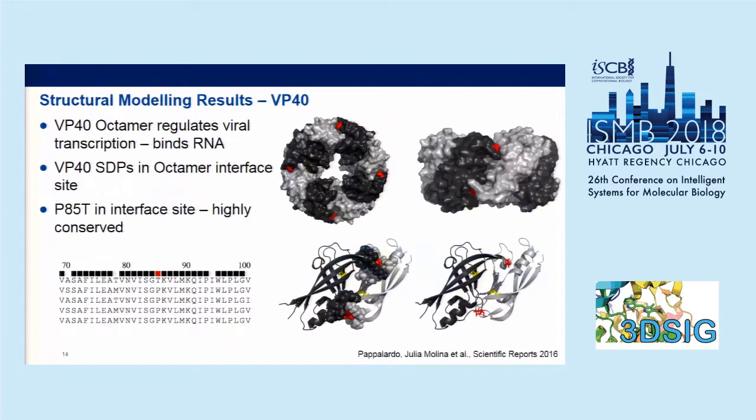So let's look at some examples. This is VP40. This is one of the multifunctional proteins of Ebolavirus. But when it forms this octamer, its role is in viral transcription, where it binds RNA. And we found this SDP, shown in red here, which is right in the interface of this octamer, where it forms the octamer. All of the pathogenic species have a proline, which forms this tight turn in the structure.